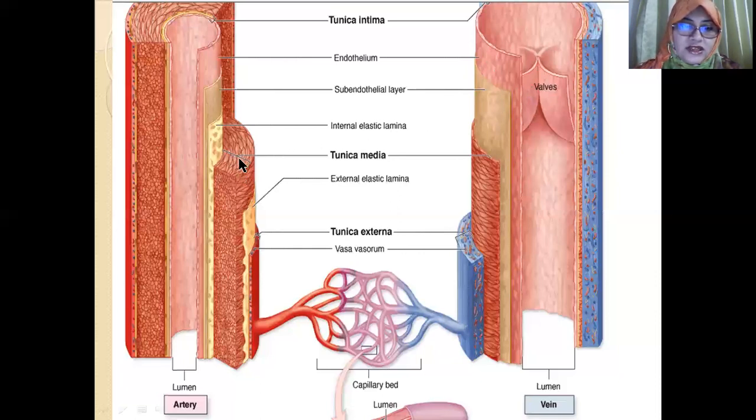This is the tunica media, which consists of smooth muscle cells and elastic lamina. And this is the tunica media of the vein. And this is the external elastic lamina that differentiates the tunica media from the tunica externa or adventitia in the artery. And the outermost layer is the tunica externa, where vasa vasorum is present. Later we will discuss the differences between artery and vein in part 2.